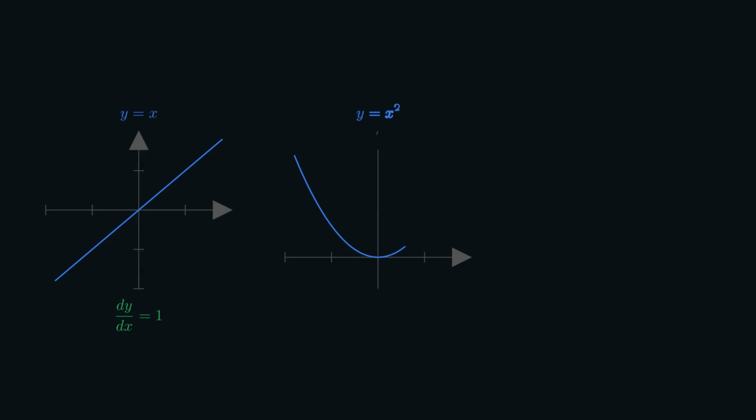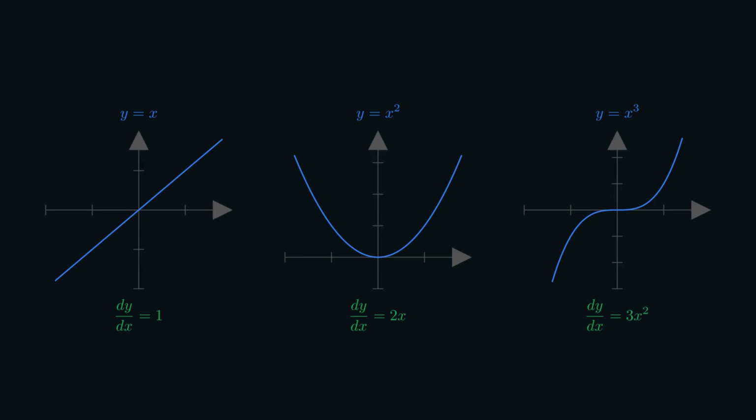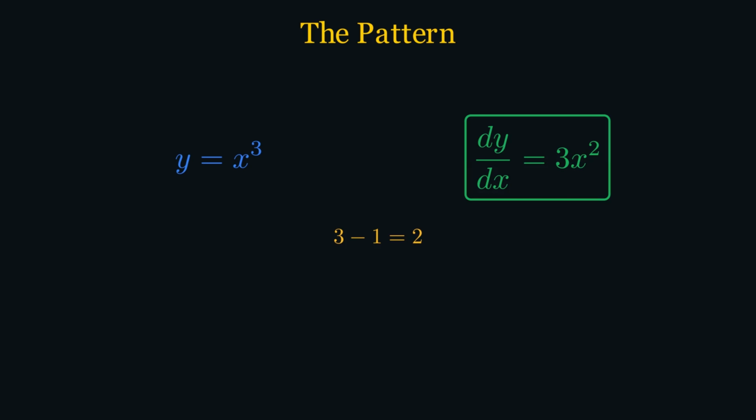If y equals x squared, the derivative is 2x. We write dy dx equals 2x. If y equals x cubed, the derivative is 3x squared. We write dy dx equals 3x squared. The pattern: the exponent comes down as a multiplier, and the exponent decreases by 1.